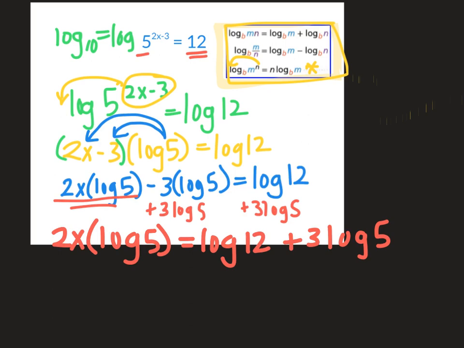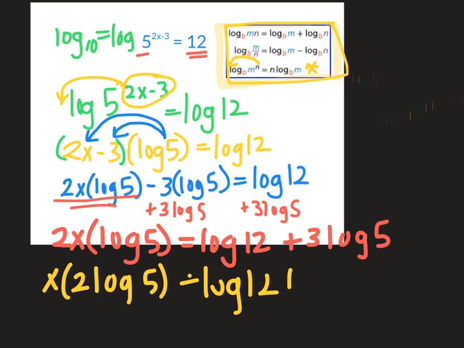Two x times the log of 5. Right now I want to get rid of my log of 5. Notice that this is 2 times x times the log of 5. You could write this as x times 2 log of 5 equals log of 12 plus 3 log of 5.